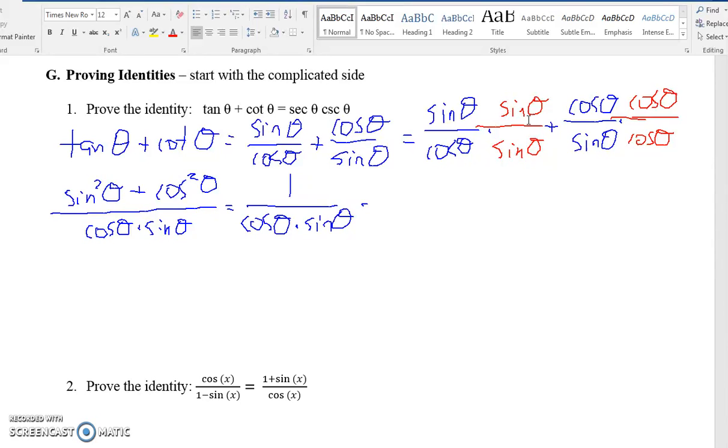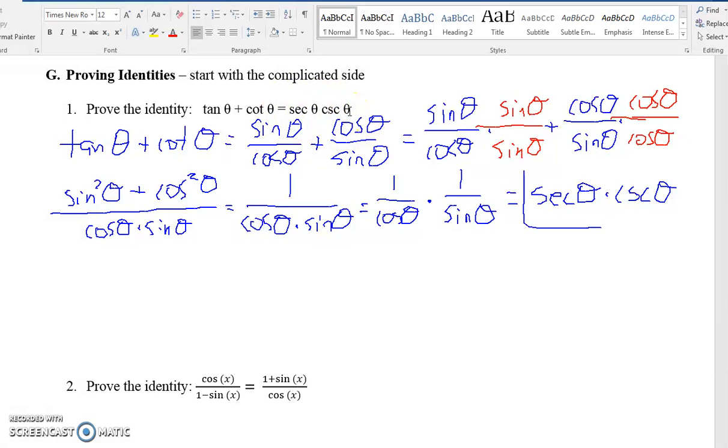If you would like to, you may rewrite that as 1 over cosine of theta times 1 over sine of theta. And 1 over cosine is the same thing as secant. 1 over sine of theta is the same thing as cosecant. And let's go back and see. If we look at the original question, it's always good to keep an eye on the original statement we're trying to get through. Right up here, that's exactly what we were trying to make it equal. And that's it. We're done.